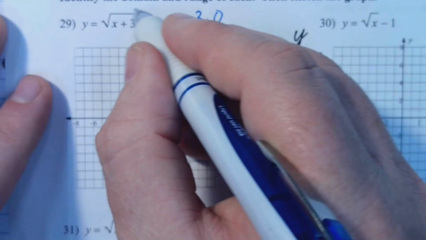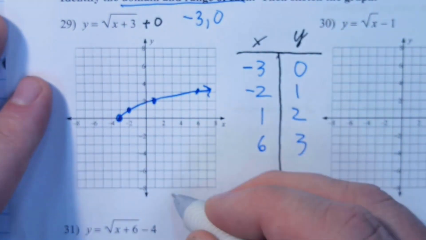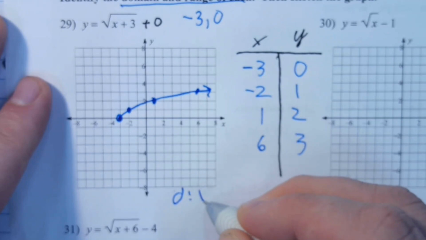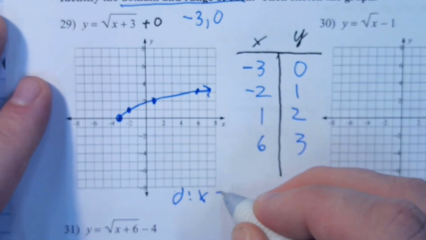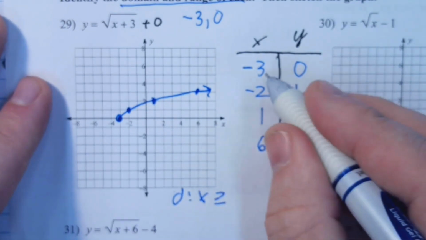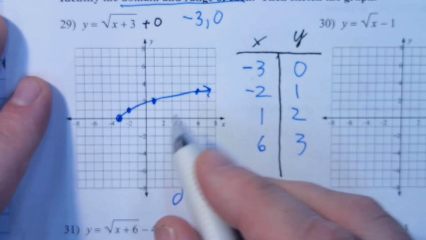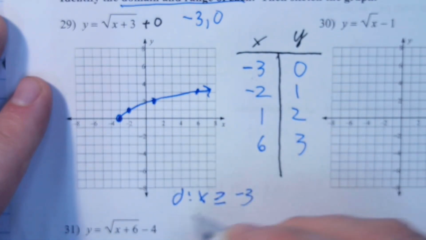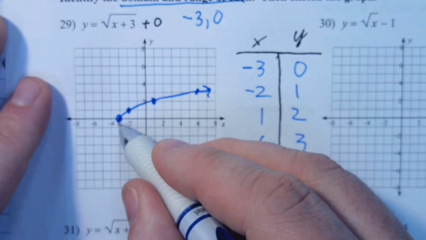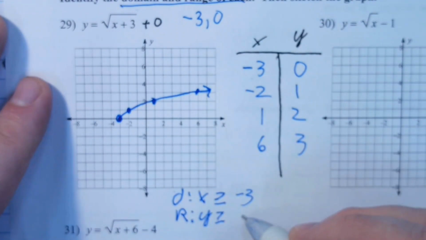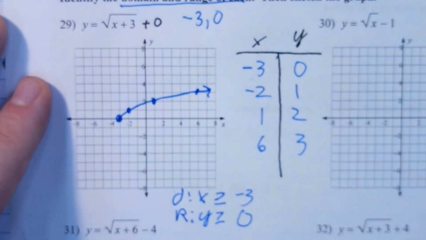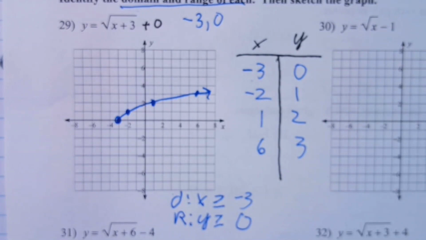All right, it says domain and range. Domain, x is greater than or equal to that starting point, right? Starts at negative 3. Range, y is greater than or equal to, starts here and goes up, so that would be 0. I'm done. Any questions?